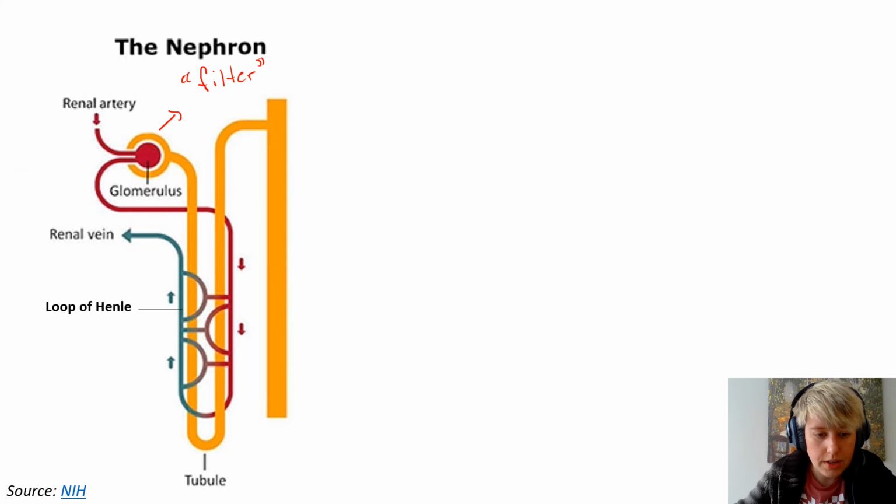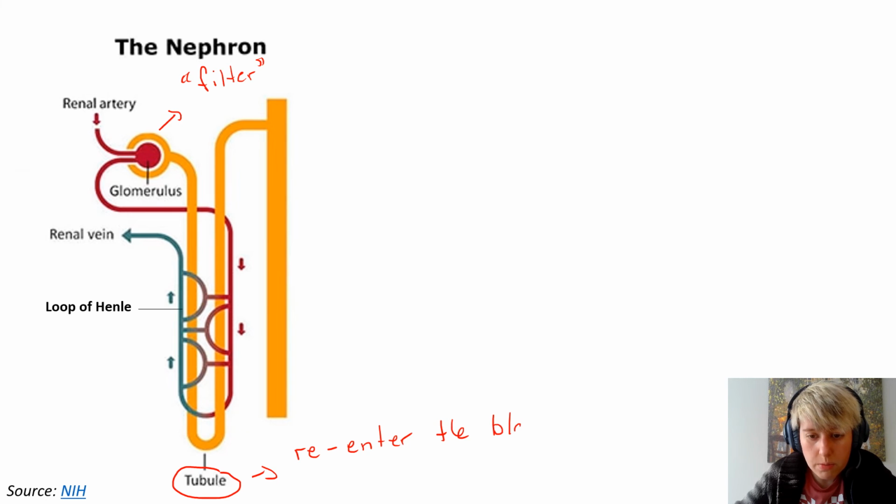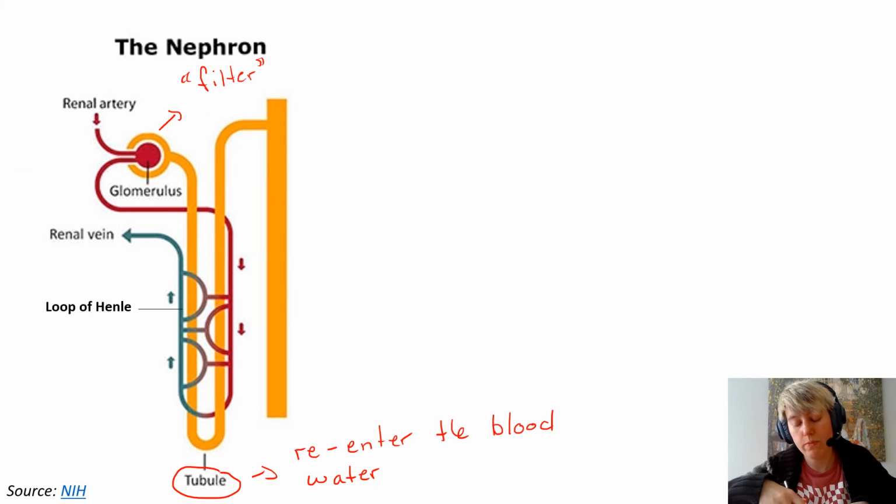Now, our second structure is the tubule. And the tubule, this is where substances re-enter the blood. And when we're talking about substances that re-enter the blood, things like water. So the water would have left the blood at the glomerulus, and then as the substances are traveling through the tubule, it would actually re-enter the bloodstream. And how it re-enters it is a cascade of hormones that trigger the nephron to reabsorb water.